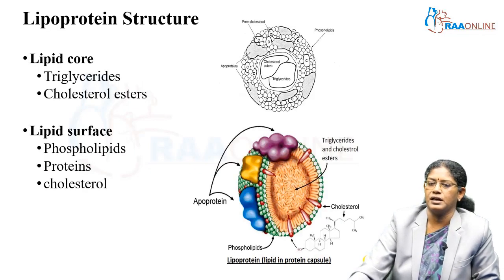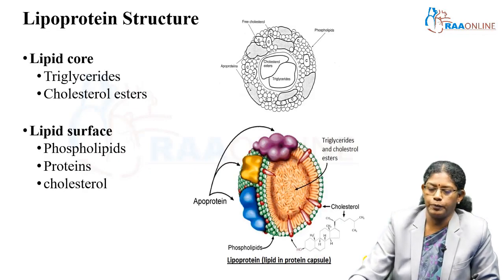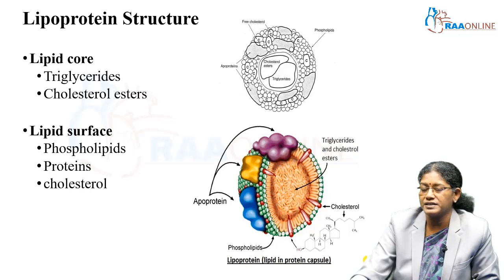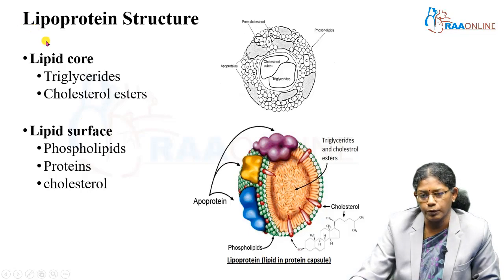So what are these lipids? These lipids are available in our plasma as lipoproteins, covered with proteins. In the core of this lipoprotein, it has cholesterol as well as triglycerides. In the outside part of this lipoprotein, it has phospholipids, proteins as well as cholesterol. Lipids are available in plasma only in the form of lipoproteins.